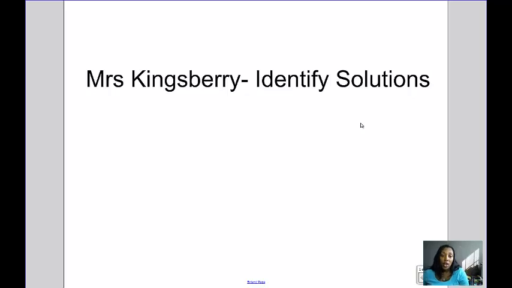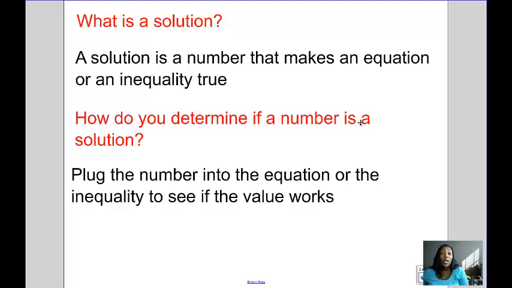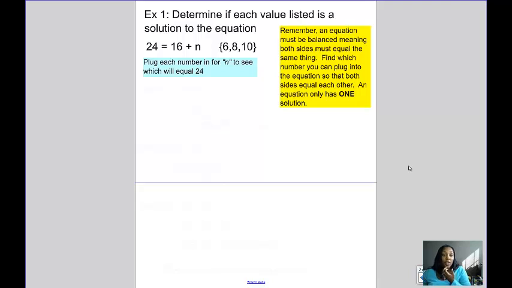So today's video is about identifying solutions. So what is a solution? A solution is a number that makes an equation or an inequality a true statement. And how do you determine if a number is a solution? Well, you plug the number into the equation or the inequality to see if that value works in that equation or inequality.